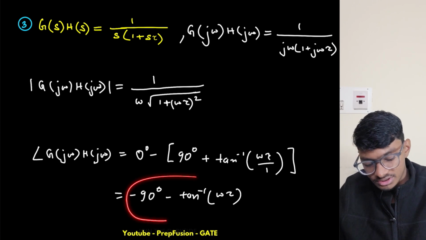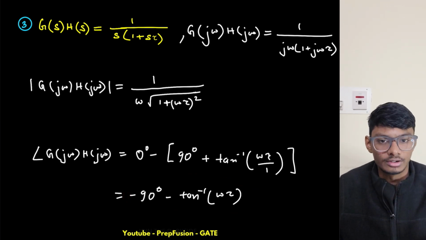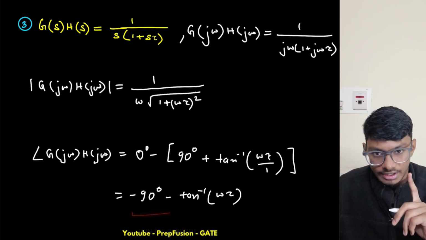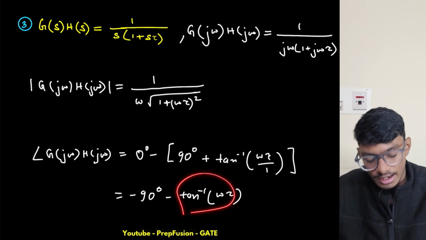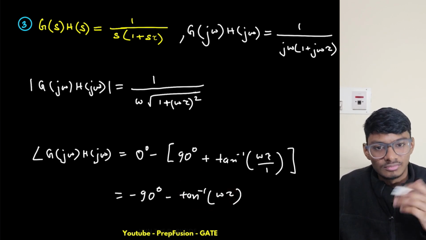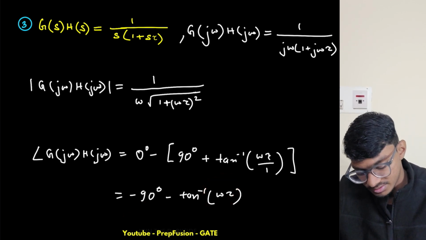At minimum, how much can it go? How much negative can it go? The amount of negative it can go is minus 180. Minus 180 it can go. And how much least negative can it go? I mean, how much maximum can it get? If omega equals 0, it goes to minus 90. So what is my angle range basically?